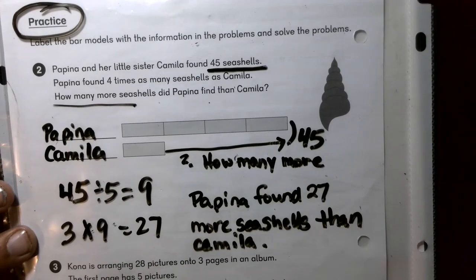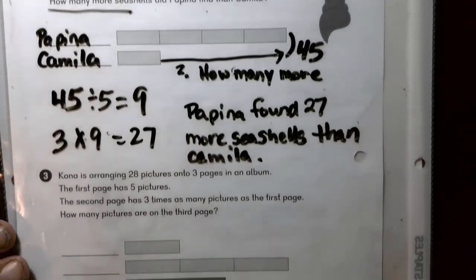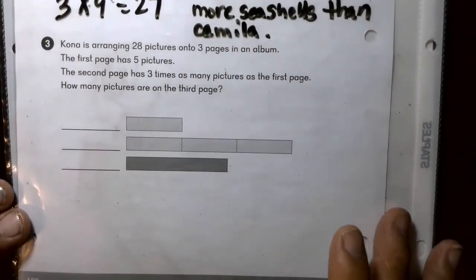Okay, that wasn't a difficult one, but you got to really think about it still. Okay, fill in your bar models. All right, put the information correctly, do your math operations, and then come up with the answer statement at the end. So let me go to number 3. Look at here.